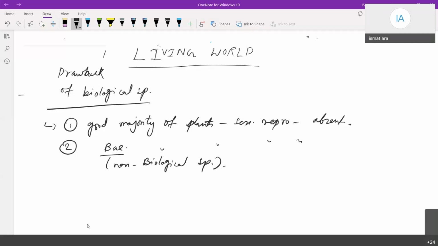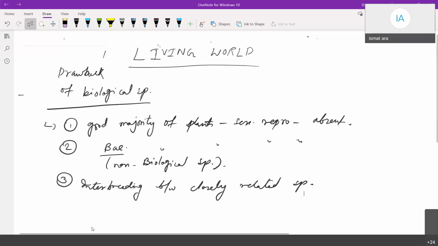And one more thing: interbreeding between closely related species can be present. Just now I'll give you one example. Like a horse and donkey, they produce a mule. So how will you define these species? Because according to the biological species concept, interbreeding is not possible between different species. But donkey and horse are mating and producing a mule. So these are the three drawbacks of the biological species concept.